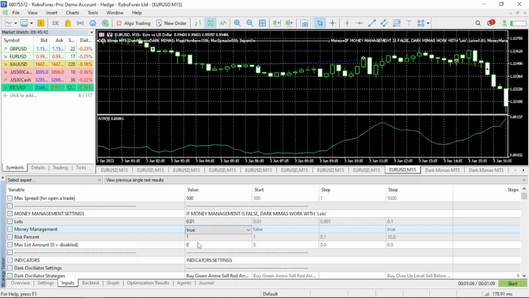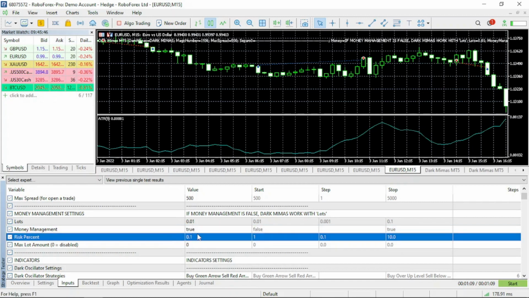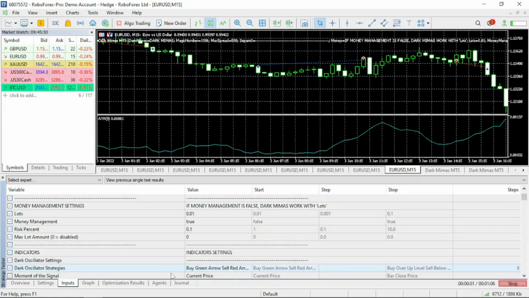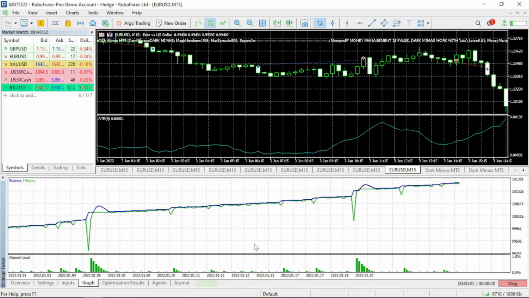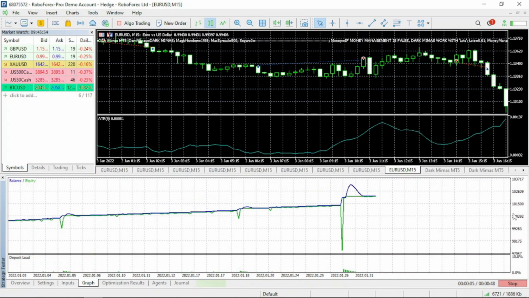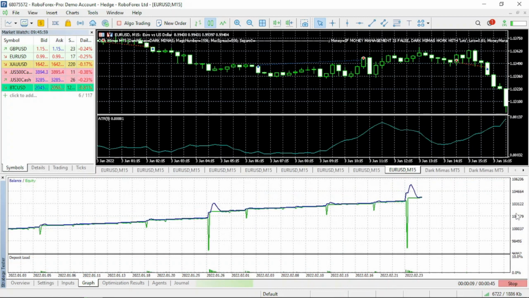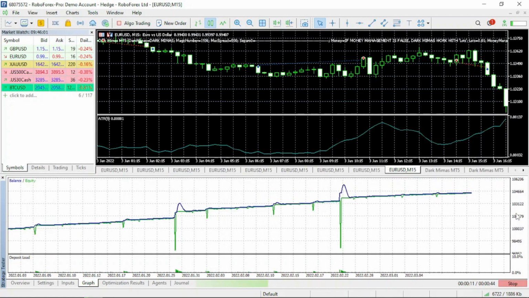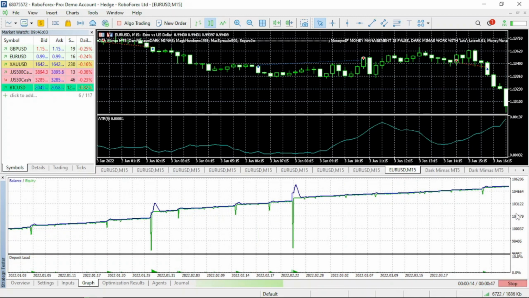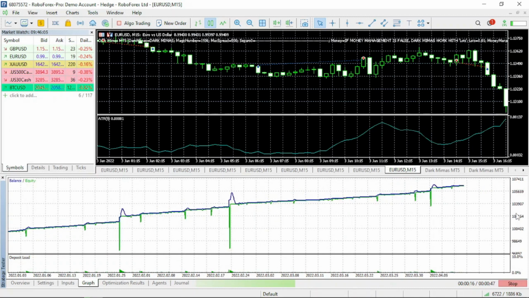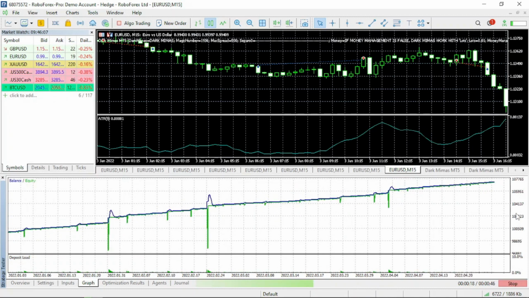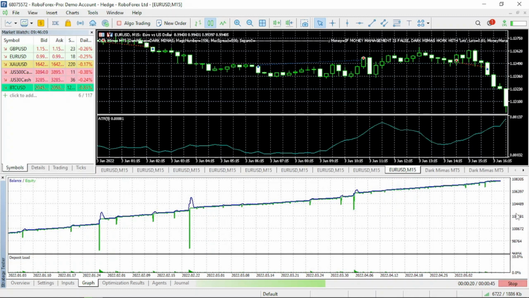Last but not least, I'm going to update my money management to 0.1% of 100,000, which will be a 0.1 lot. So let's start. So we'll see with the adjustments made to the grid setting that the expert advisor reacts differently during those periods of drawdown.